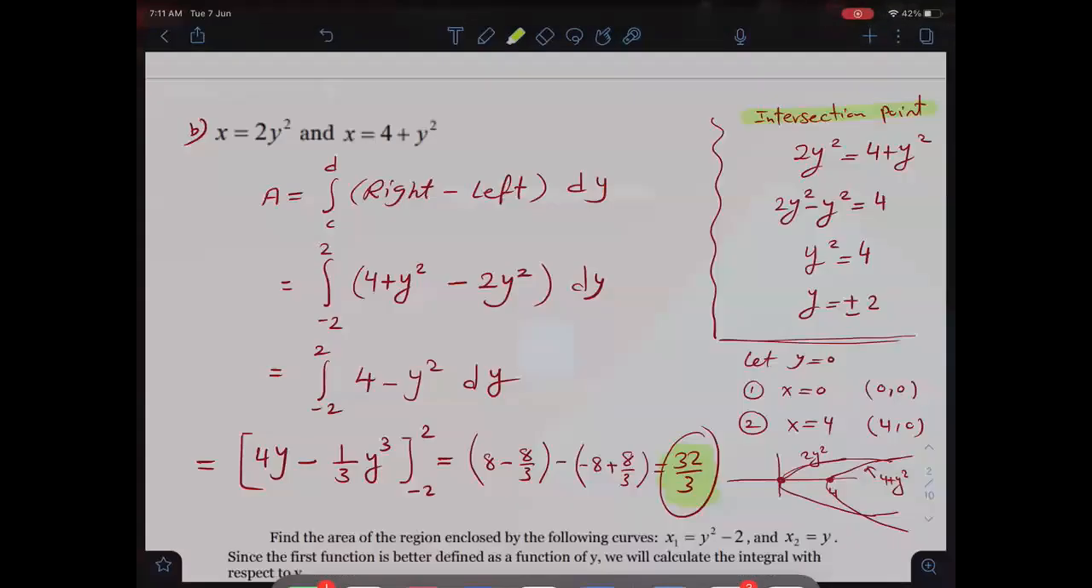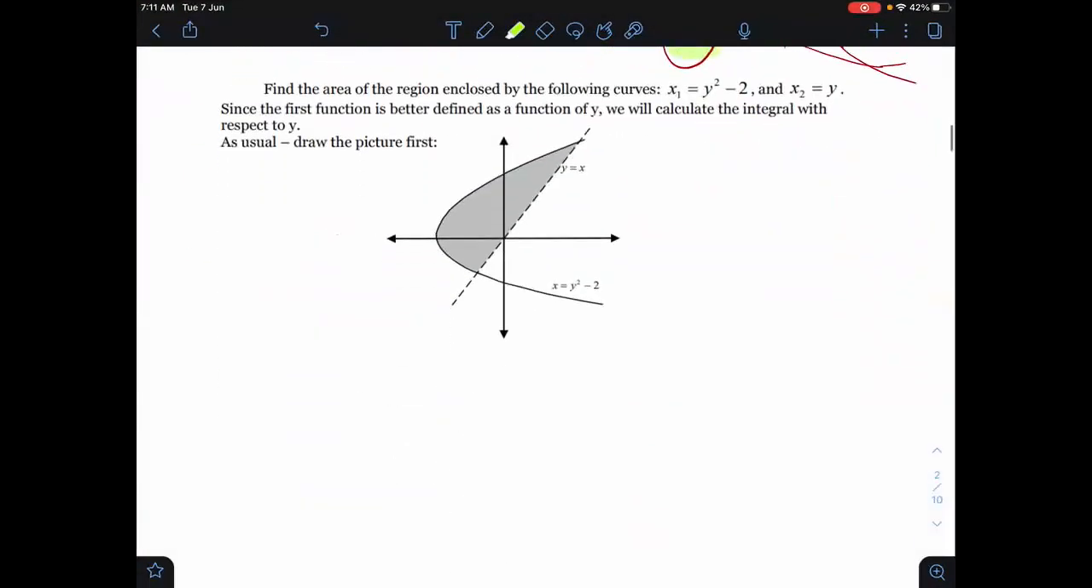Okay, right, next question. It's limit 3. Yes, find the area of the region enclosed by the following curves. x1 is y squared minus 2, a parabola, and x2 is y. This dashed line is y. Since the first function is defined as a function of y, we will calculate the integral with respect to y. And when the curves are given as x equals, it's better to integrate with respect to y.